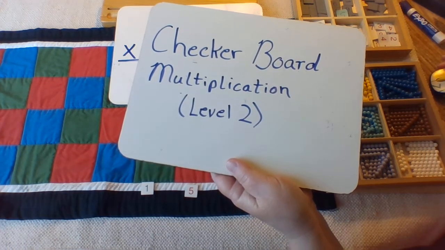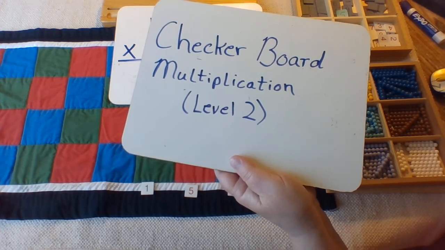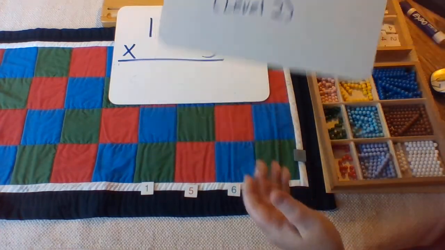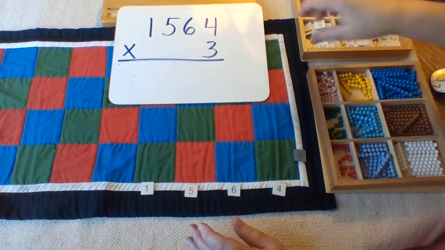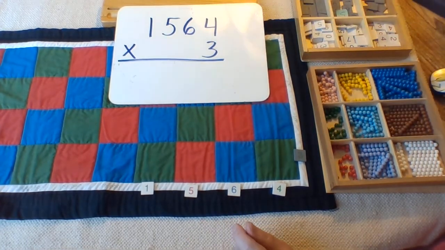Today we're going to do the checkerboard multiplication lesson with the level 2. Level 2 means that we're just going to add a little more abstract facts into our checkerboard work. And I'll show you what that means as we move along.